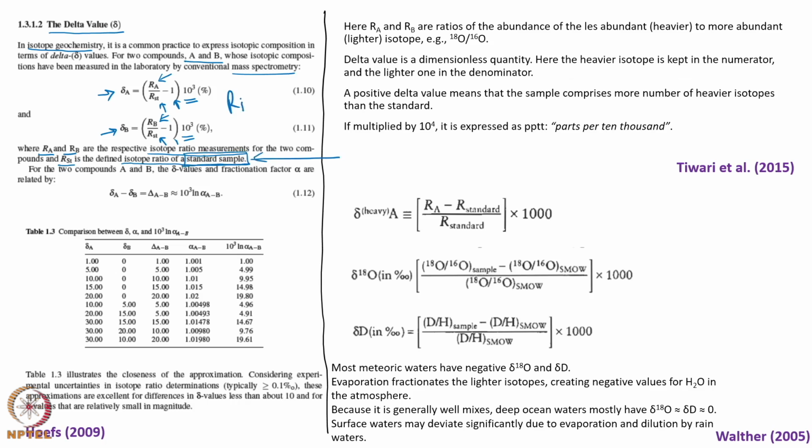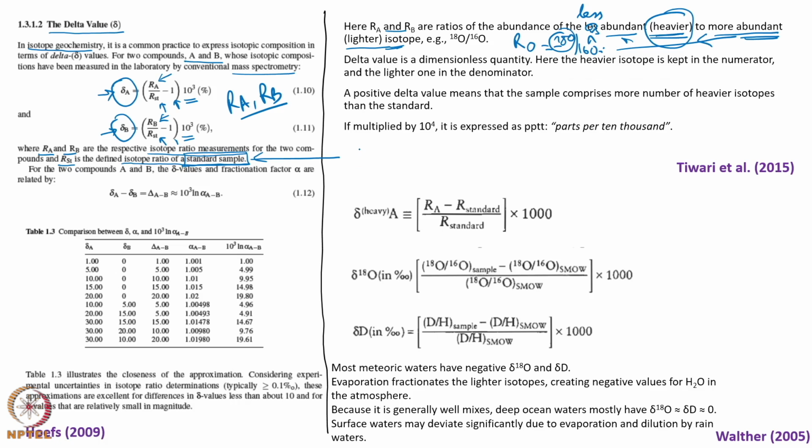When we defined R A and R B and use them in these formulas to define delta A and delta B, note that R A and R B are the ratios of the abundance of the less abundant or the heavier isotope to the more abundant lighter isotope. The lighter isotope is more abundant and the heavier isotope is less abundant. For example, the R oxygen will be equal to 18O divided by 16O, because 18O is heavier and is less abundant and 16O is more abundant and is the lighter one.